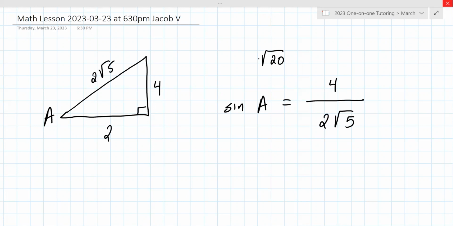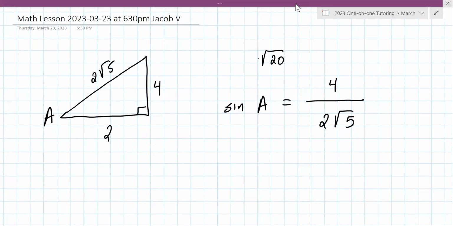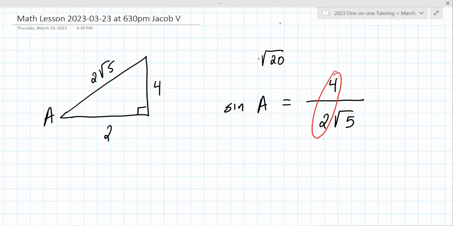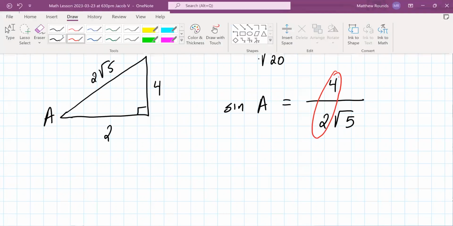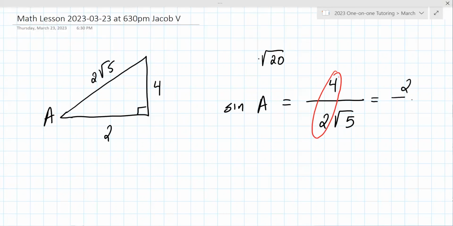Okay. Now the problem here is that, and I don't know if we've talked about how to reduce these types of roots before, or rationalize. While this is correct, you have to do a few more things to make it acceptable for your final answer. First thing is, let's just deal with the 4 over 2. 4 divided by 2 would just be 2. It's 2 over the square root of 5.